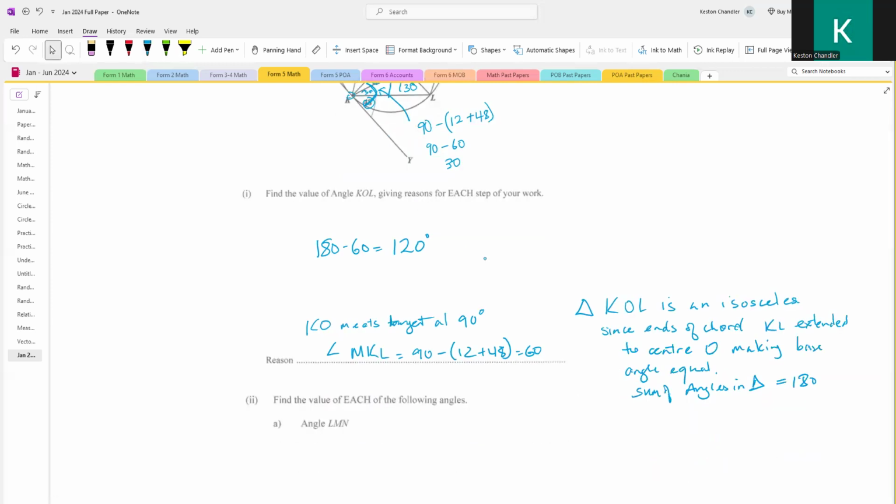So KOL is equal to 180 minus 30 plus 30. Okay?